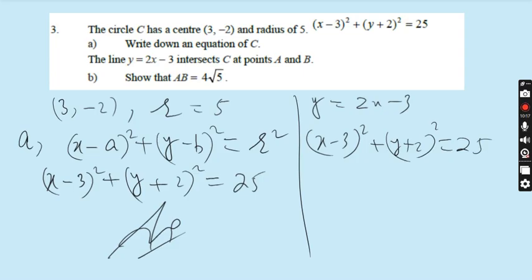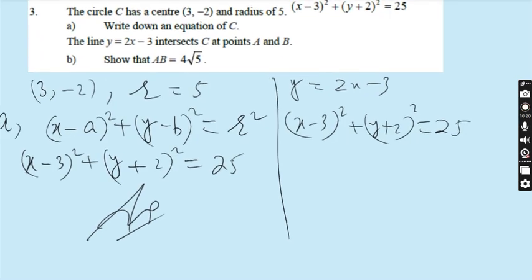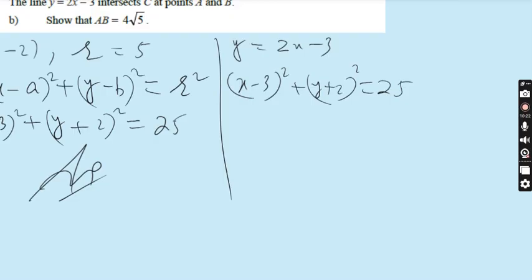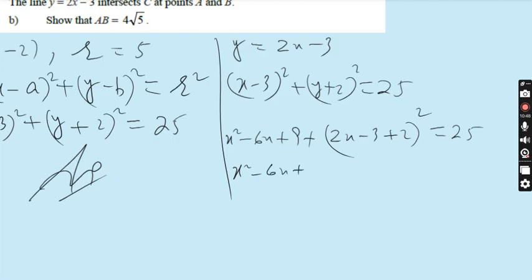Put this value of y from the straight line y = 2x - 3 into the equation of the circle, and now expand. (x - 3)² is x² - 6x + 9, plus y is 2x - 3, and plus 2 is already present, so (y + 2)² means (2x - 3 + 2)². So x² - 6x + 9 plus (2x - 1)² is equal to 25.